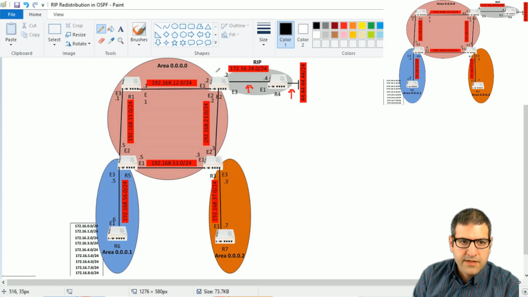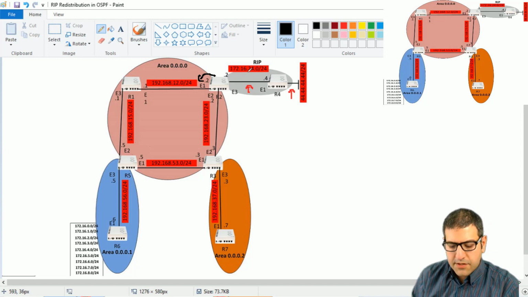So router 2 as an ASBR has to do redistribution of the routes learned from RIP inside OSPF, so the routers in OSPF can see them as external routes inside OSPF. Okay, so let's check how to do that.